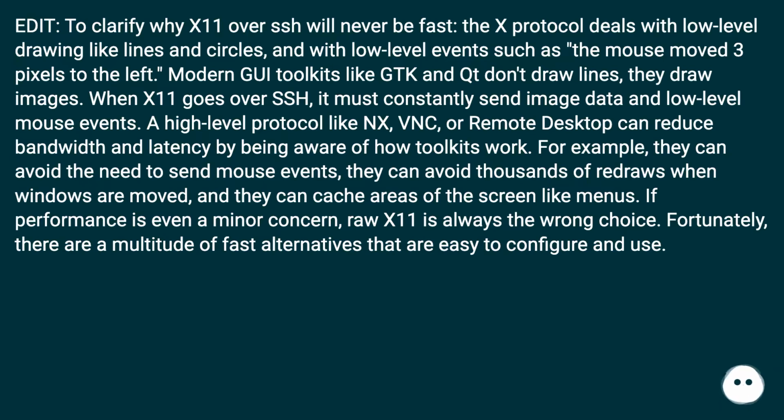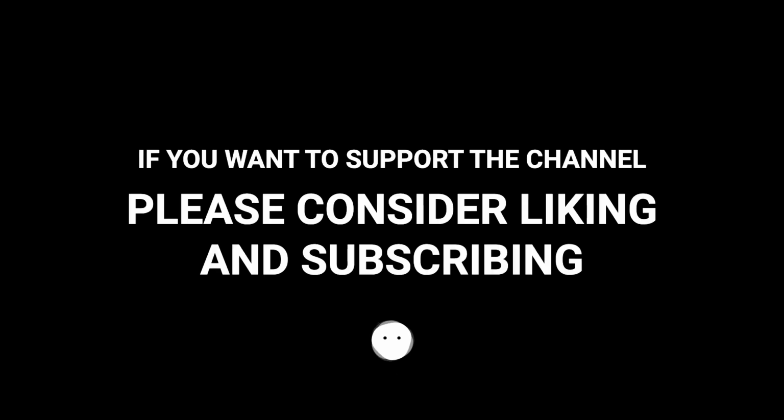A high-level protocol like NX, VNC, or remote desktop can reduce bandwidth and latency by being aware of how toolkits work. For example, they can avoid the need to send mouse events, they can avoid thousands of redraws when windows are moved, and they can cache areas of the screen like menus. If performance is even a minor concern, raw X11 is always the wrong choice. Fortunately, there are a multitude of fast alternatives that are easy to configure and use.